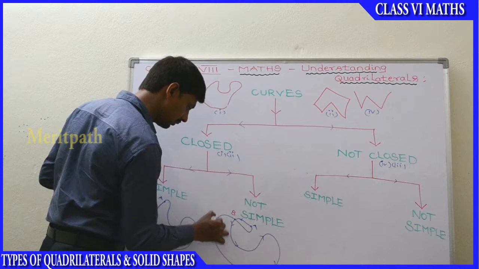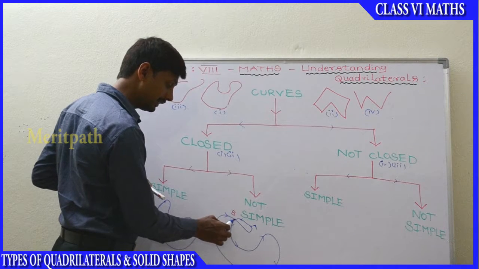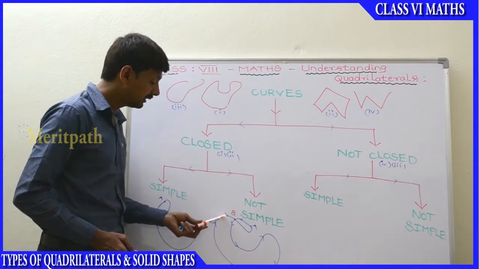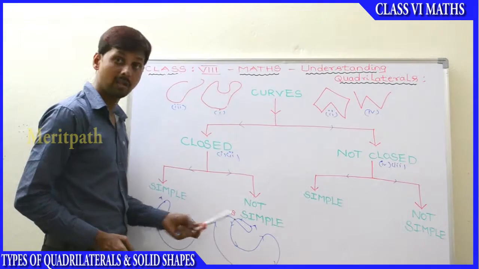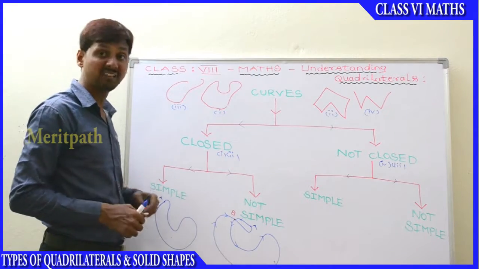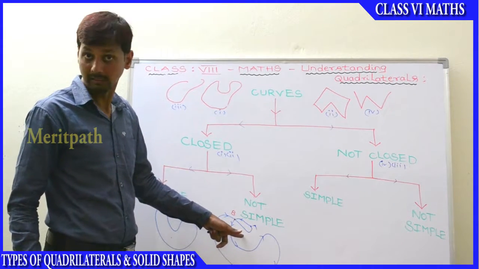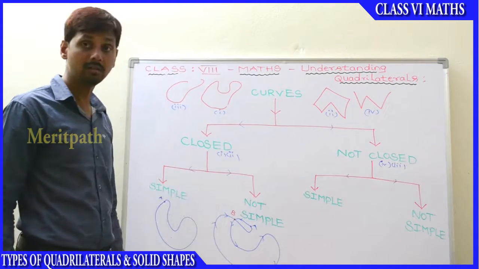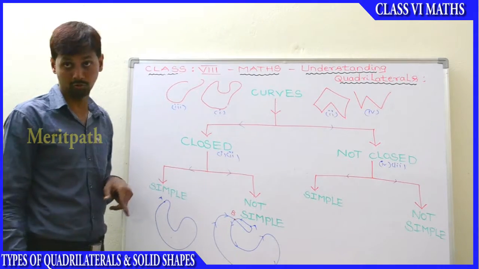You can look here, the line is intersecting itself. This line is intersecting the line previously drawn. When this kind of intersection comes, then we call it not simple, but it is a closed curve. So that's the reason this is simple and closed curve.